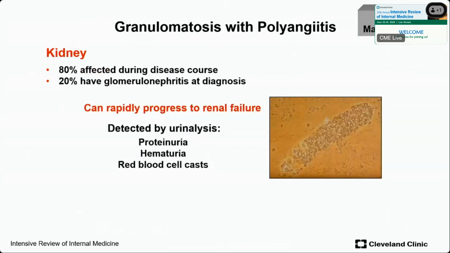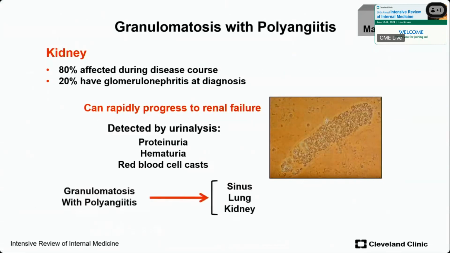The kidney is the third most common site of involvement, and although 80% will have glomerulonephritis during their disease course, only about 20% will have this at the time of their presentation. This is of concern as it can rapidly progress to renal failure and is detected by our vigilance in examining the urinalysis for evidence of proteinuria, but more significantly, hematuria or red blood cell casts.